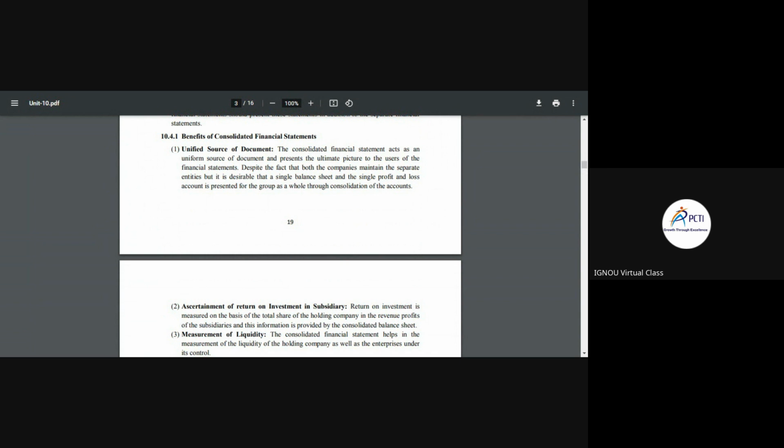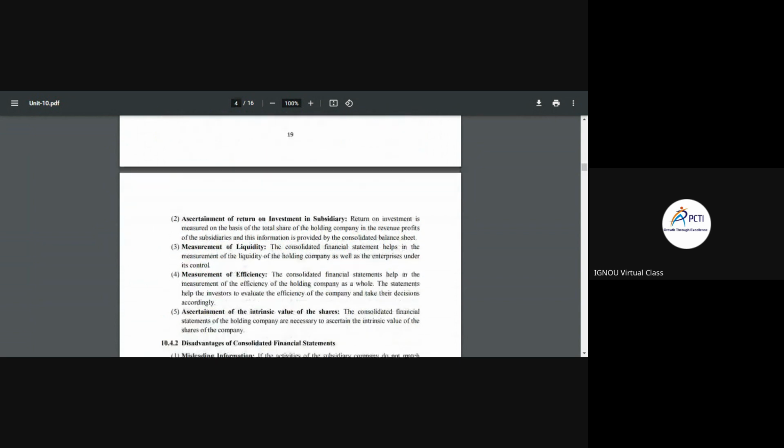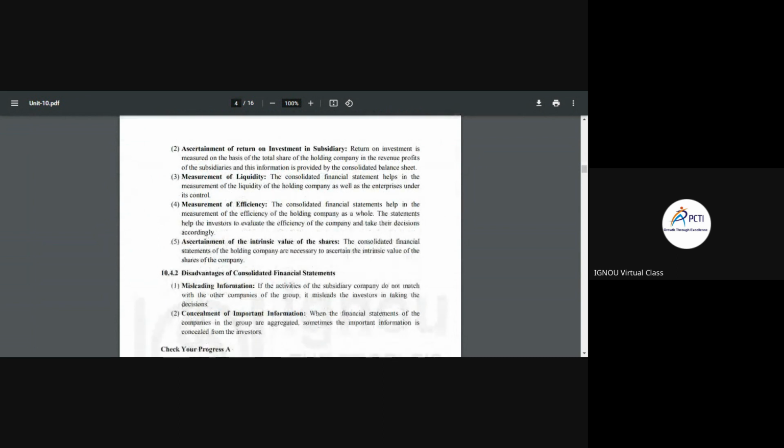Second one is ascertainment of return on investment in subsidiary. Return on investment is measured on the basis of the total share of the holding company in the revenue profits of the subsidiary, and this information is provided by the consolidated balance sheet also. Third one is measurement of liquidity. In the case of consolidated financial statements, it helps in the measurement of the liquidity of the holding company as well as the enterprises under its control.